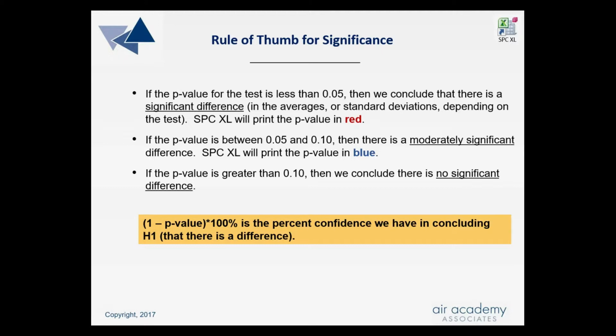If the p-value is between 0.05 and 0.10, then there is a moderately significant difference. SPC XL will print these p-value ranges in blue. If the p-value is greater than 0.1, then we conclude there is no significant difference, or the test had an insignificant result. Now, if the p-value is low, the flip side of the p-value is 1 minus p-value. So 1 minus the p-value times 100 is the percent confidence we have in concluding H1. So if the p-value were 0.03, for example, then we would have 97% confidence in concluding H1. If the p-value were 0.08, then we would have 92% confidence in concluding H1.